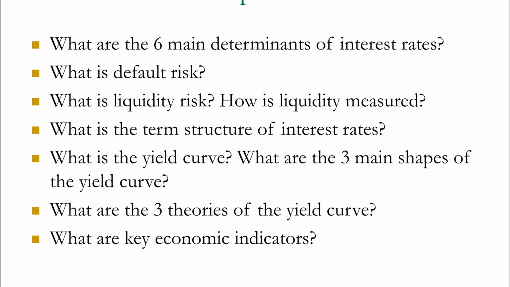So, a quick review of the concepts. We had 6 determinants of interest rates. You had your risk-free rate and then your risk premiums. What is default risk? What is liquidity risk, and how is it measured? That's your bid-ask spread. What is the term structure of interest rates? That's a comparison of maturity and yield. What is the yield curve? That's a visual of the term structure. What are the 3 main shapes? Normal, inverted, and flat. What are the 3 theories of the yield curve? And then we also had, what are the key economic indicators. So make sure you can answer those 7 questions.